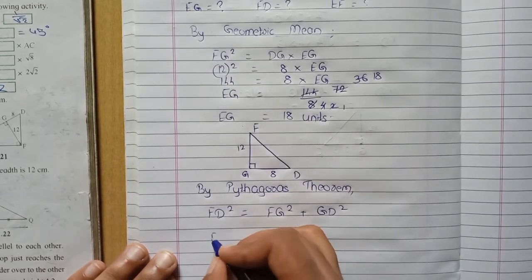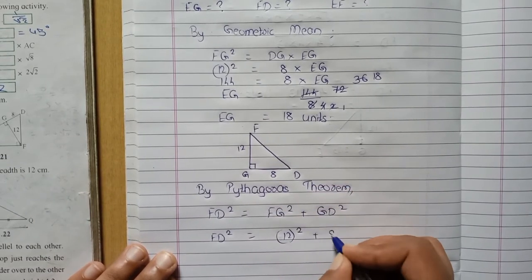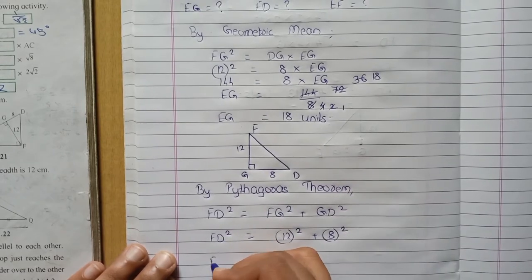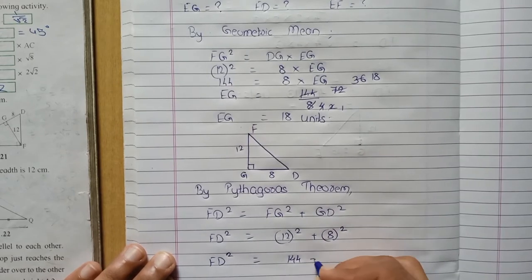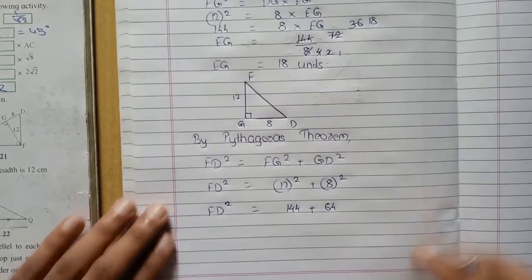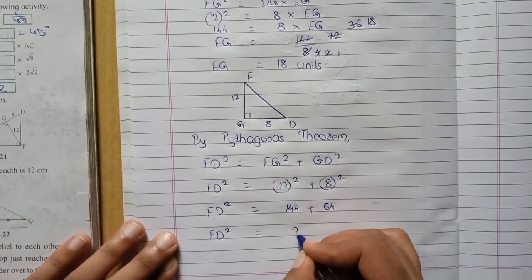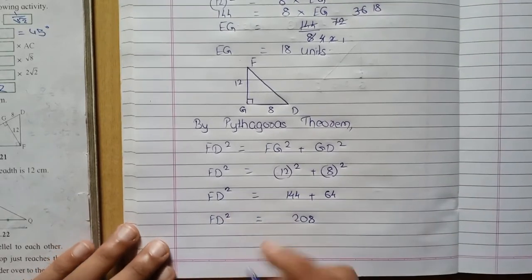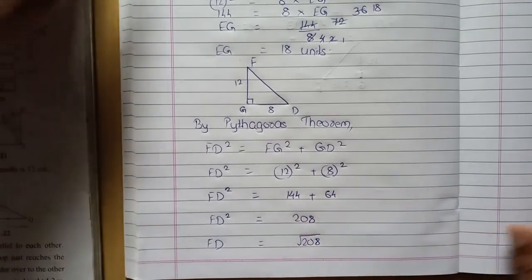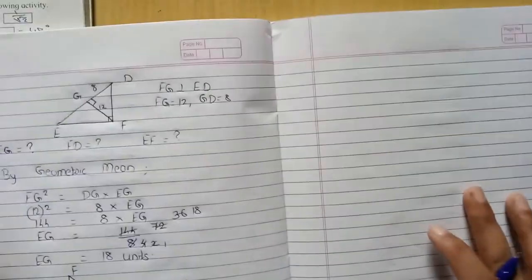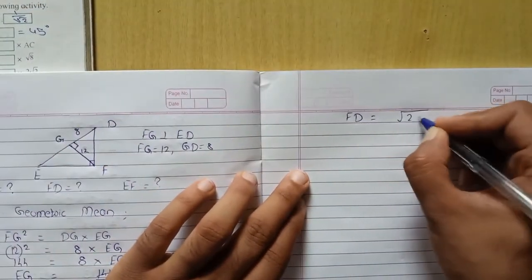My FD square is unknown, so FD square as it is, FG is given as 12, so 12 square, plus GD is given as 8, so 8 square. I need to find FD square. 12 12s are 144, 8 8s are 64. 144 plus 64 will give us 208. We don't need FD square, we just need the value of FD, so it would be root of 208. So I will simplify this number. FD will be root of 208.